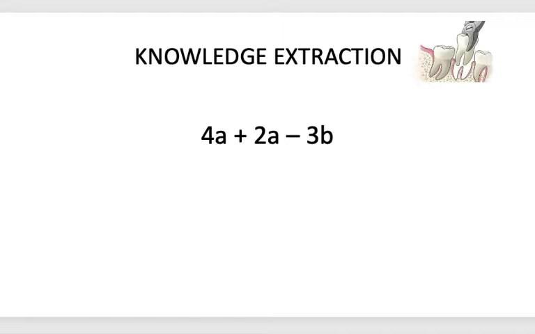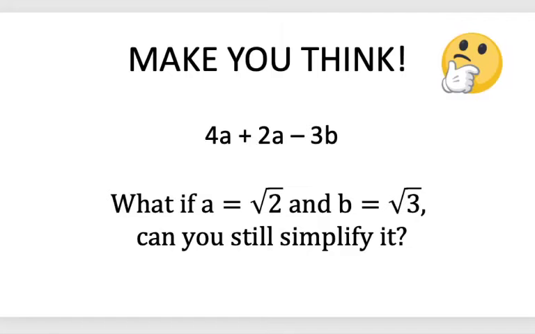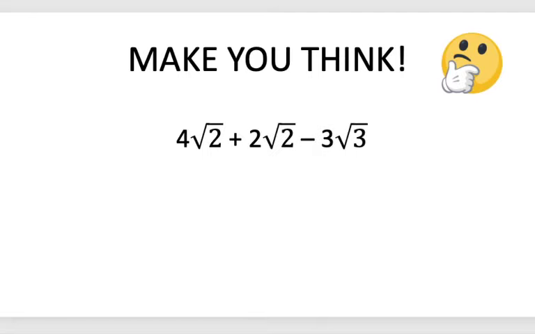However, the question would be, where have all the surds gone? So let's think about how we can introduce them. Now, if a and b could represent any type of number, what if a was root 2 and b happened to be root 3? Can we simplify it? Well, making the substitutions, we get something that looks like this.